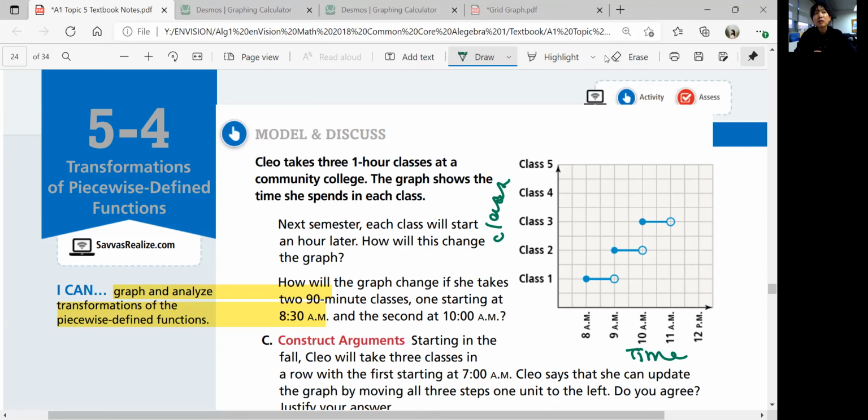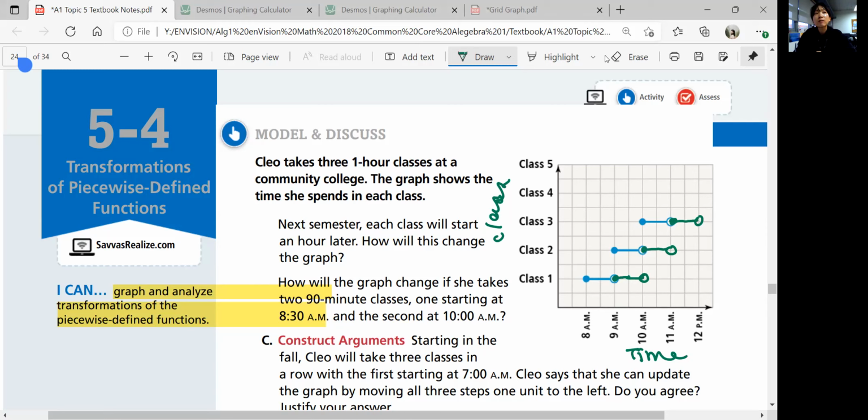So if each class starts an hour later, class 1 starting at 8 a.m. until 9 a.m. pushes back an hour later. Class 2 pushes back an hour later, 10 to 11, and class 3, 10 to 11, becomes 11 to 12. It'll change like this.